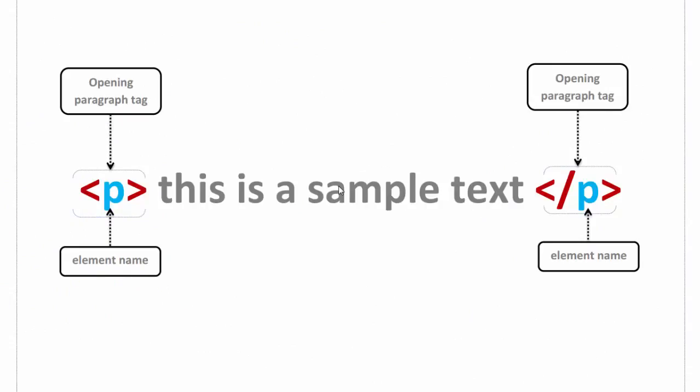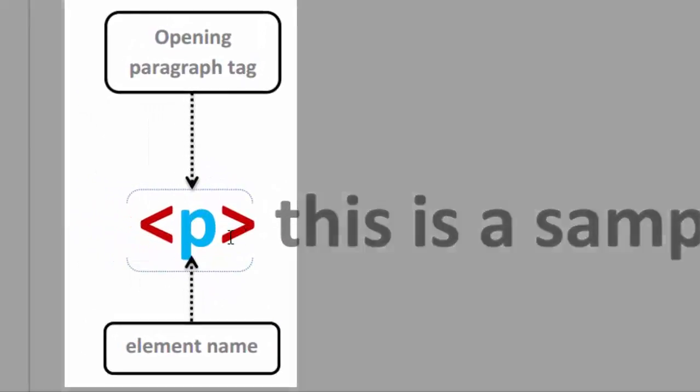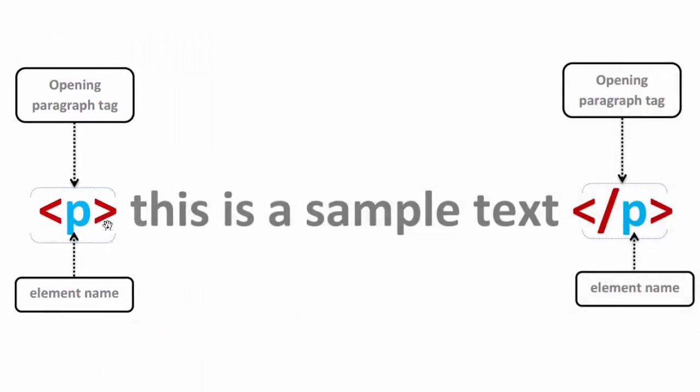Okay, now let's take an example of a container. For instance, if you wanted to create a paragraph on your web page, in that case you would start the paragraph with the opening paragraph tag, which contains the element P, that is the letter P you see here, and you enclose it inside the left angle bracket and the right angle bracket. After the opening paragraph tag, you type in the actual text. That is the paragraph you want to type in.